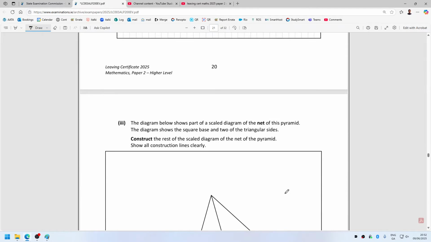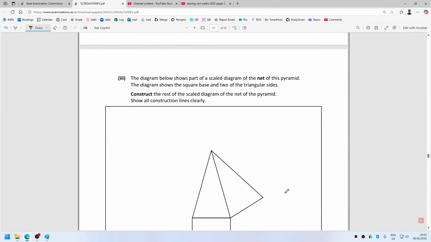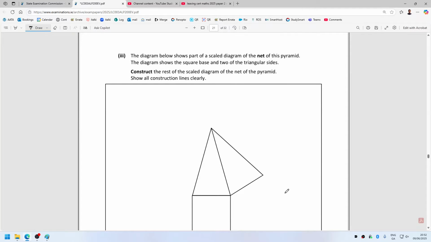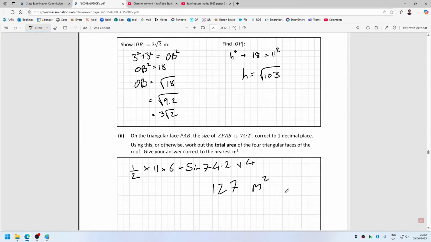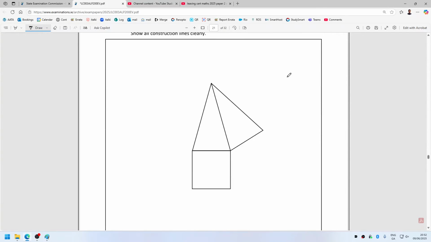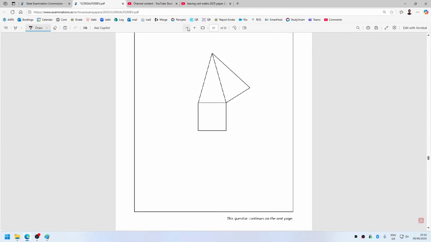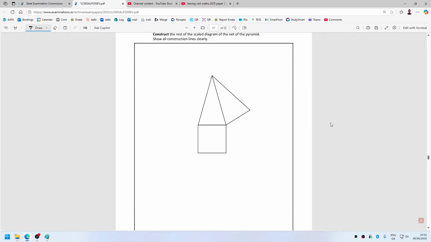The diagram below shows parts of a scale diagram of the net of this pyramid. The diagram shows the square base and two triangular sides. Construct the rest of the scale diagram of the net of the pyramid. They're all congruent, 6, 6. Okay, so I guess I could just do a symmetry job here.